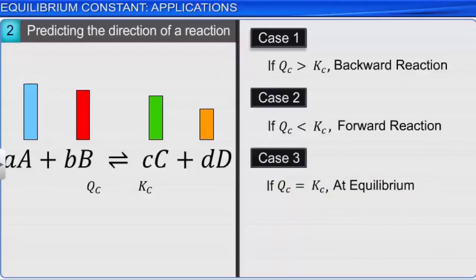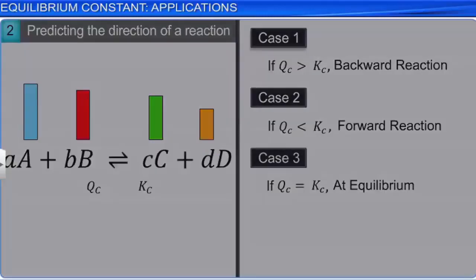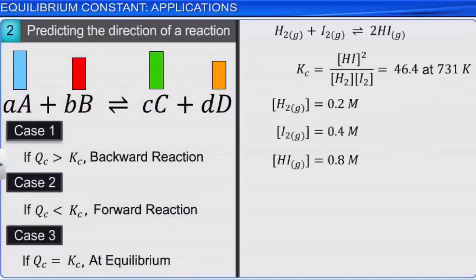For example, the equilibrium constant for the gaseous reaction of hydrogen with iodine to form hydrogen iodide at 731 Kelvin is 46.4. Suppose at a given time, the molar concentration of hydrogen is 0.2 M, that of iodine is 0.4 M, and that of hydrogen iodide is 0.8 M.